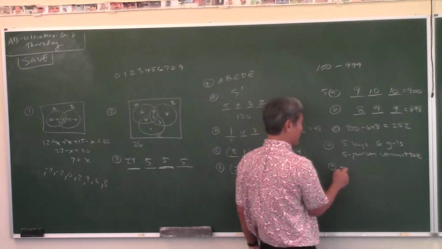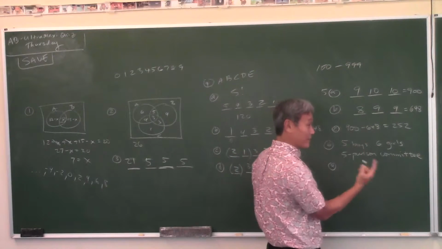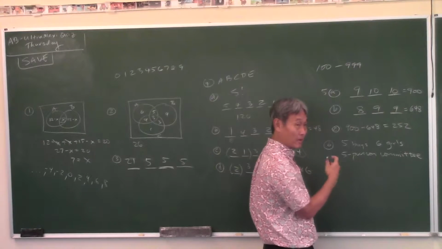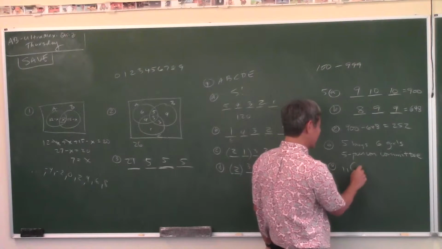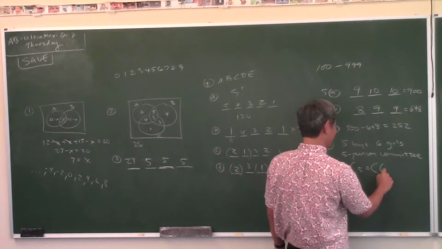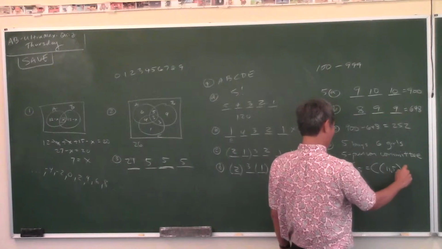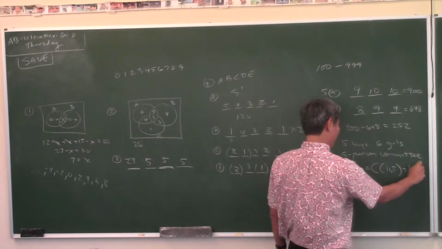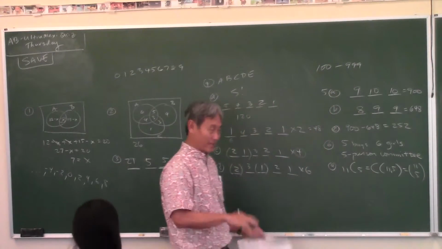Well, how many total people are there? There's 11 people, and I want to select 5 people. So how many ways can that be done? 11C5. Now, I don't care if you write it like that, or you write it like this, or you write it like this. They all mean the same thing. I don't care which way you write it.